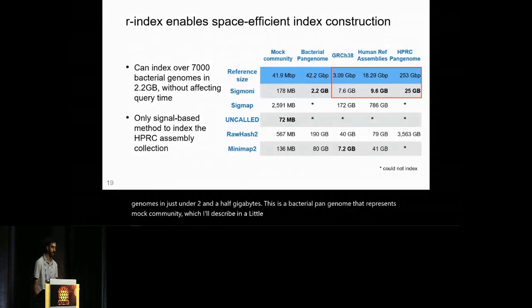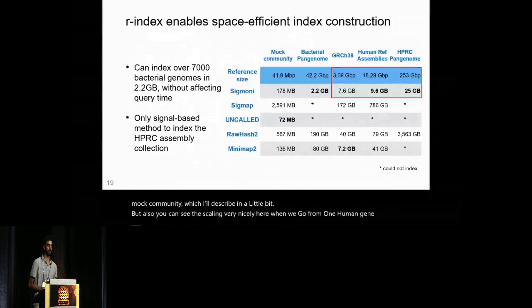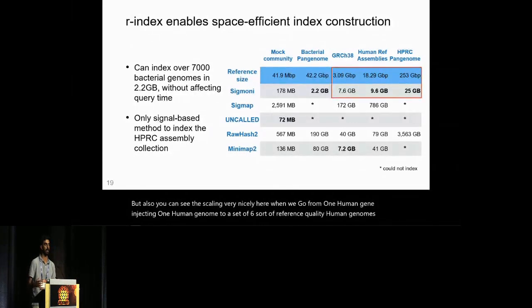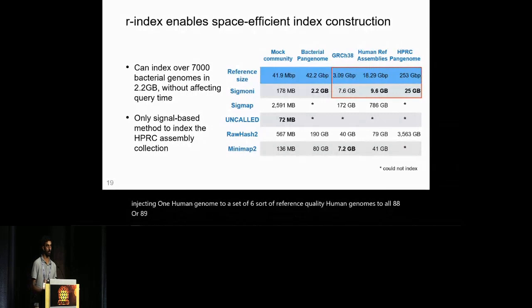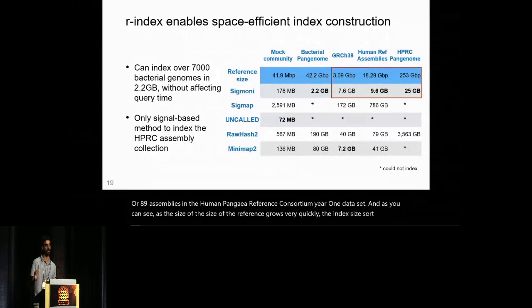But also you can see the scaling very nicely here when we go from indexing one human genome to a set of 6 reference quality human genomes to all 88 or 89 assemblies in the Human Pangenome Reference Consortium year 1 data set. As you can see, as the size of the reference grows very quickly, the index size grows sublinearly as it scales with r, the amount of unique sequence that's added in with new assemblies.